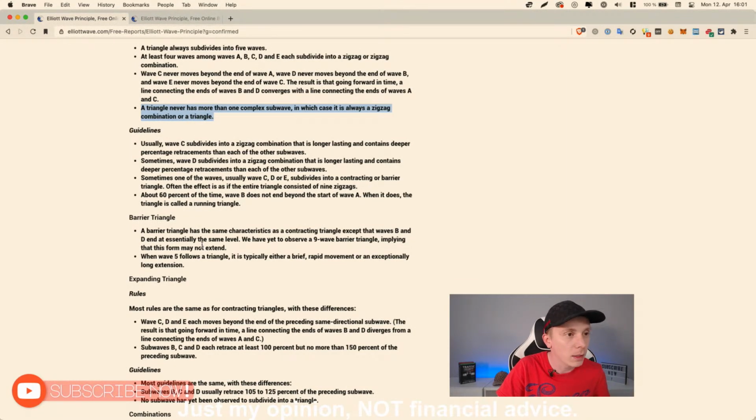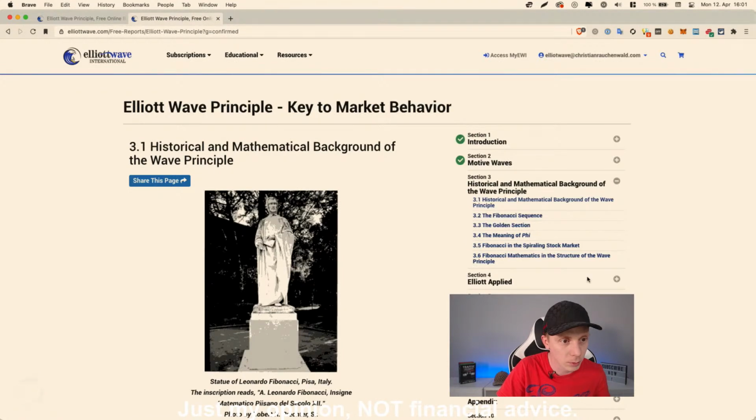And then technically this would be a barrier triangle, which brings us already to one issue.